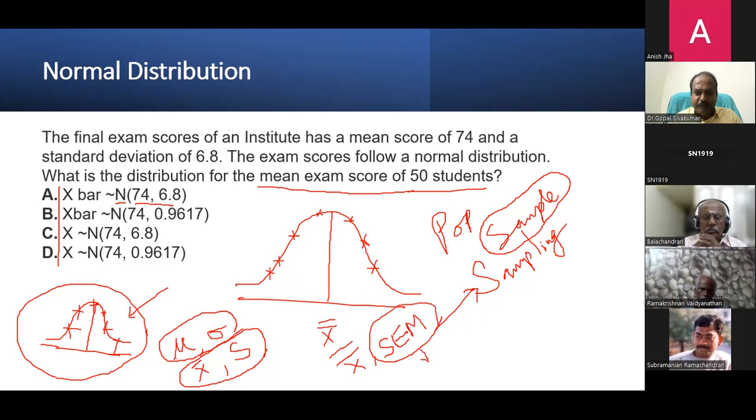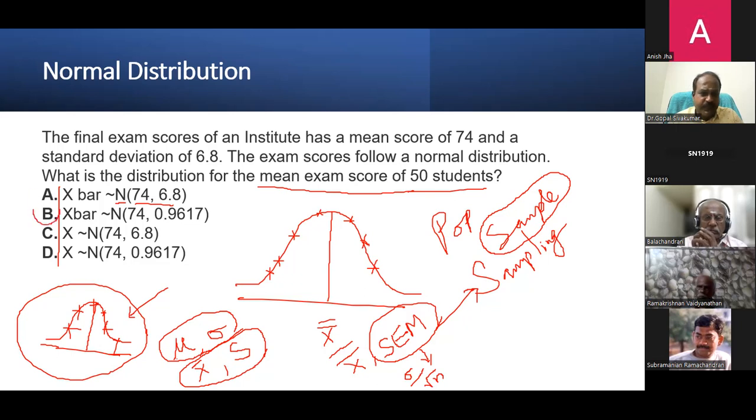Standard error of the mean can be calculated using a formula: sigma divided by square root of n, where n is your subgroup size, and sigma is the available standard deviation. In this case, population standard deviation is available. Use the population standard deviation, calculate sigma by root n, and you will be able to get a value of standard error of mean.